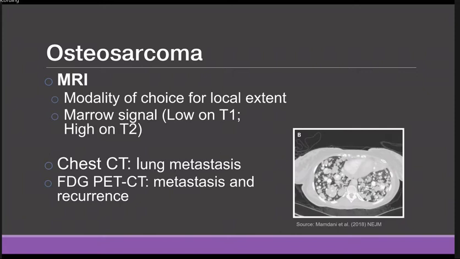Chest CT can be done to evaluate for lung metastasis, and we can see in this image that there are multiple lung metastases. In these osteosarcoma patients, usually there would also be internal calcifications of these metastatic lesions. FDG PET CT can also be done to evaluate for metastasis, not just in the lungs, but in other parts of the body as well, and also to monitor for disease recurrence.